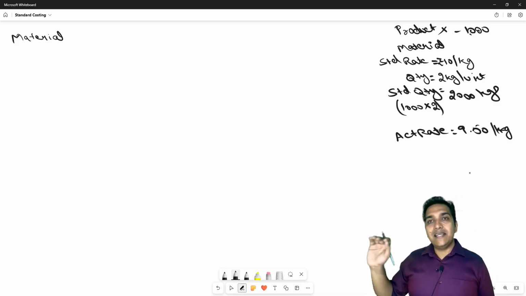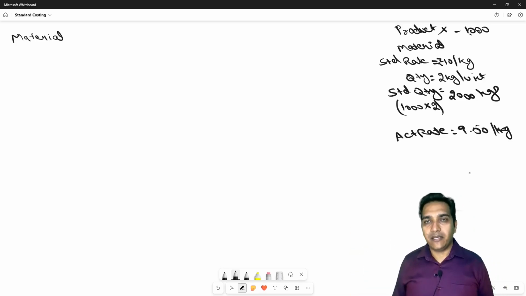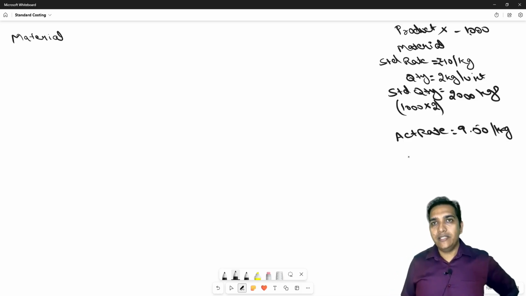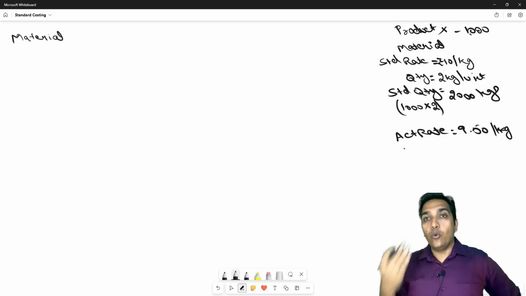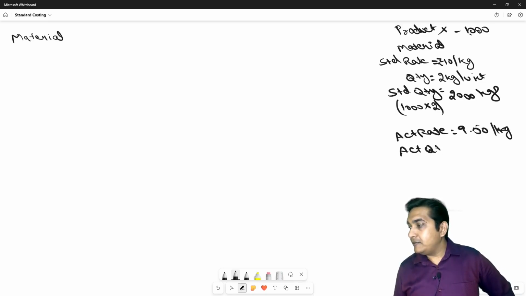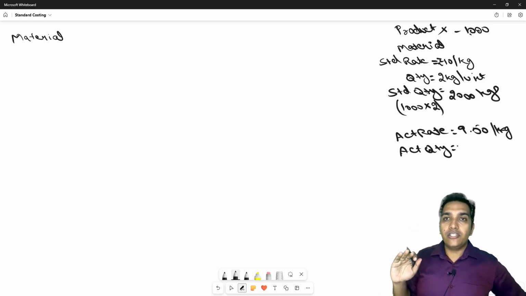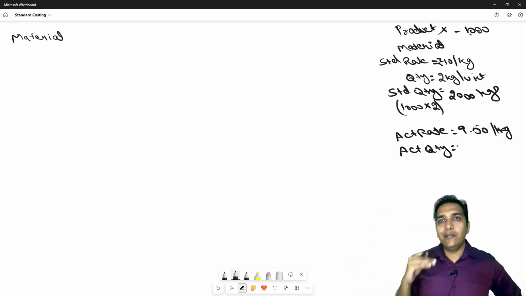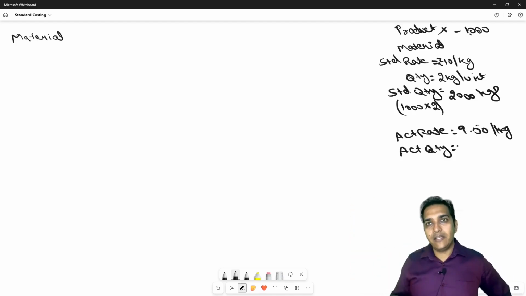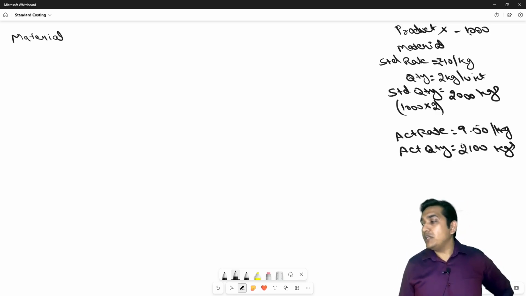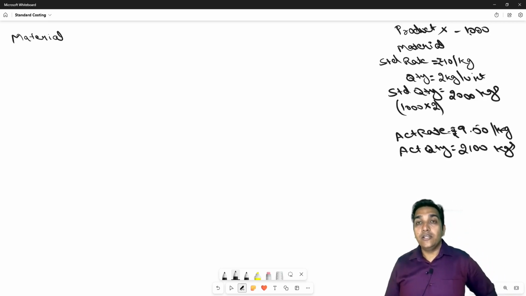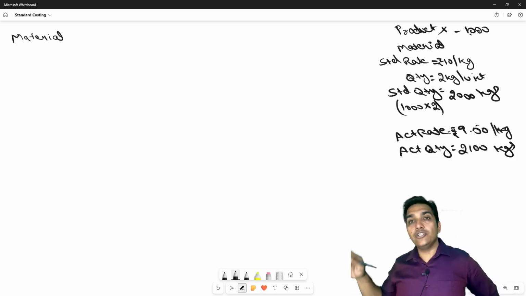Now, I purchased material X at 9 rupees 50 paise per kg, and when I manufacture 1000 units, my actual quantity of material X: I had planned that I will use 2000 kgs, but when I actually manufactured 1000 units of product X, I saw that I used 2100 kgs. So this is my actual quantity.